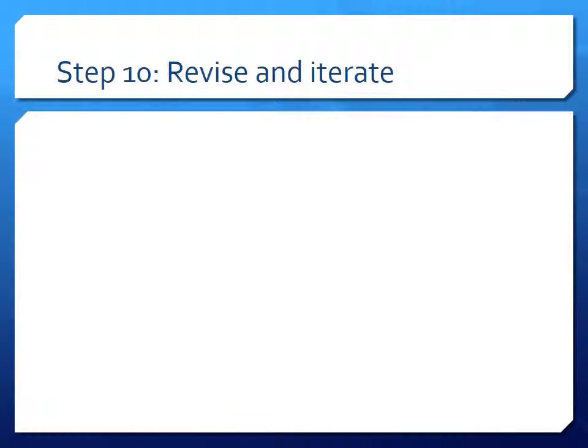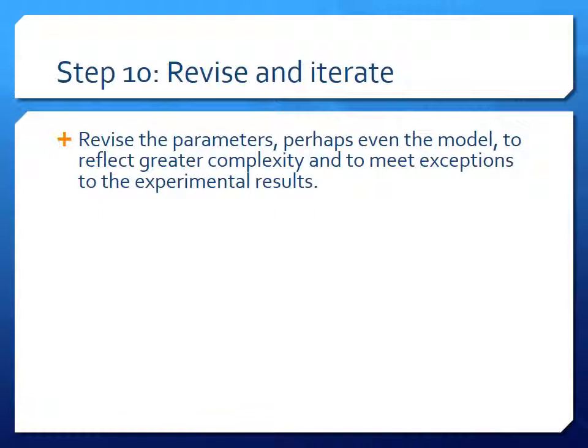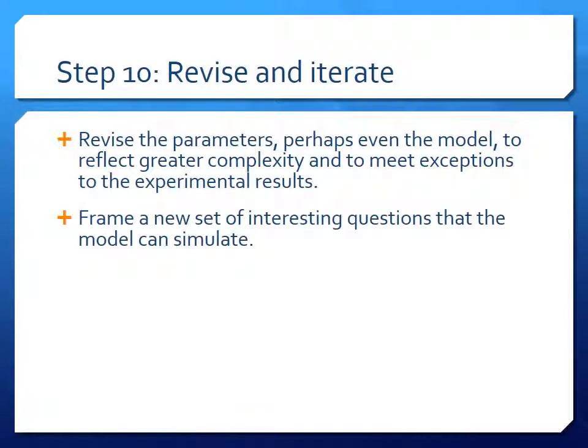And the last step is you revise and you iterate, and modeling is in essence a revision and iterative process. You can go back, revise the parameters, maybe even revise the model, change some feedbacks, change some relationships, change some assumptions, and basically do this to reflect greater complexity, and to maybe try to meet exceptions to the results that you're trying to simulate. It may allow you to frame a new set of interesting questions.